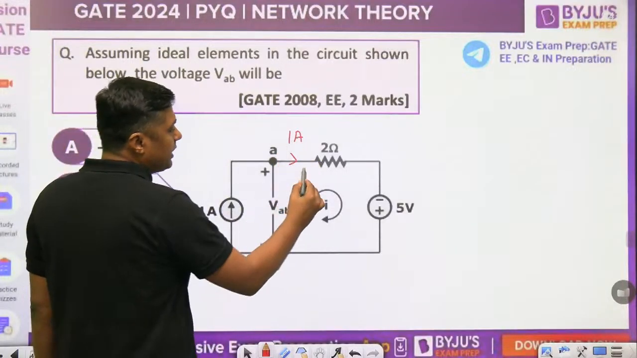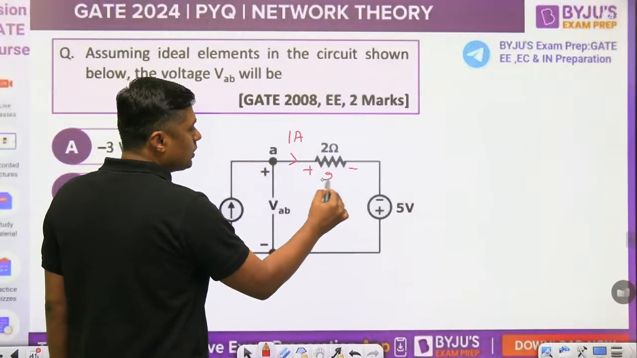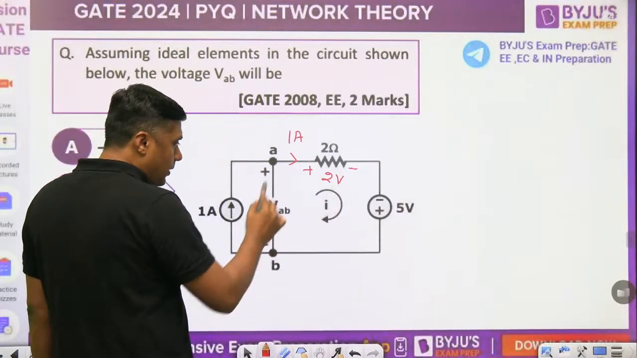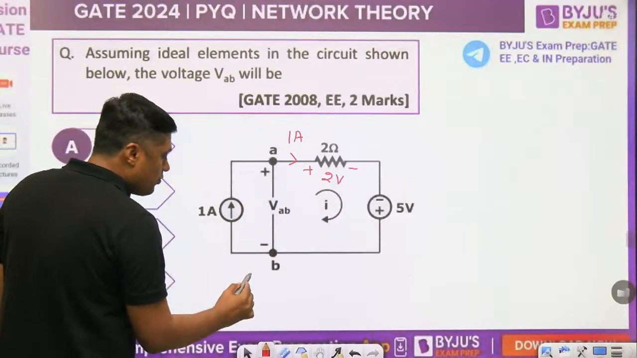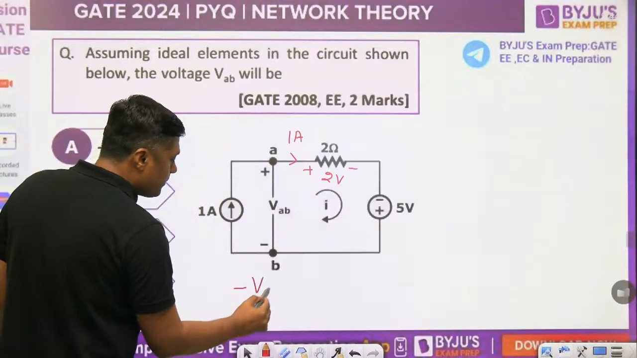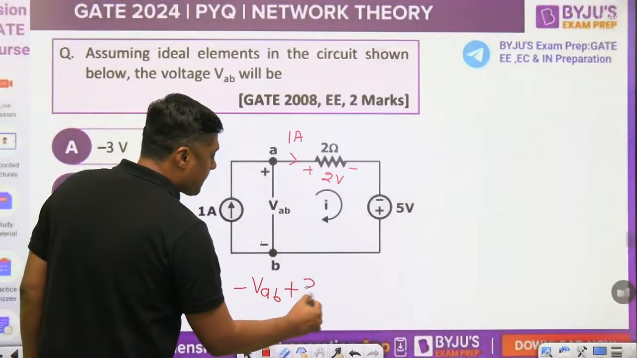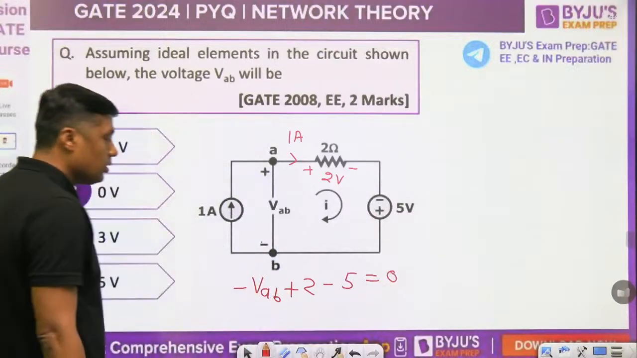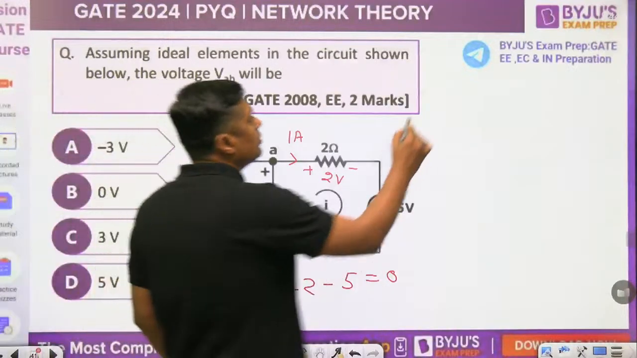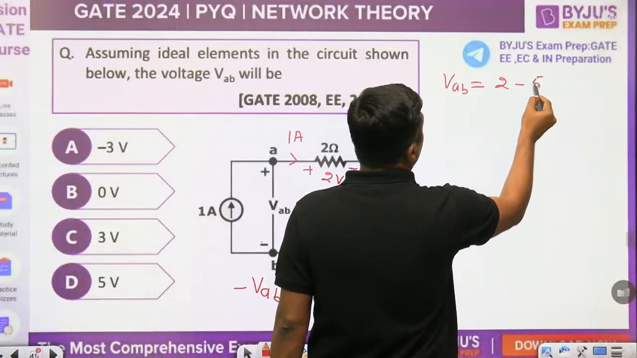What is the 1 ampere? There is a drop, 1 into 2, that is 2 volt. Now you can apply KVL. So what is the VAB? Minus VAB plus 2 minus 5 is equal to 0. So VAB is equal to 2 minus 5, that is minus 3.